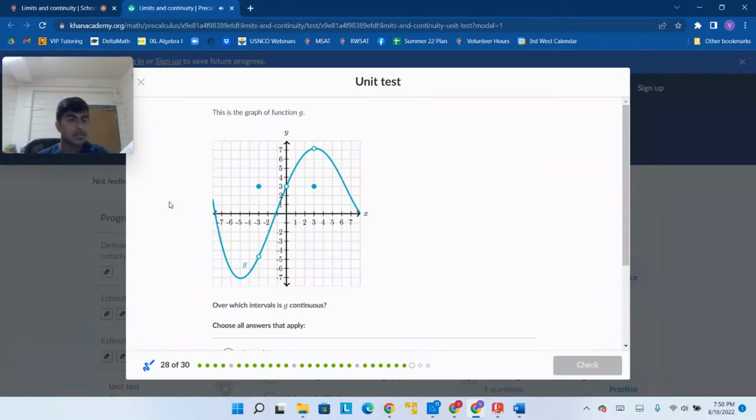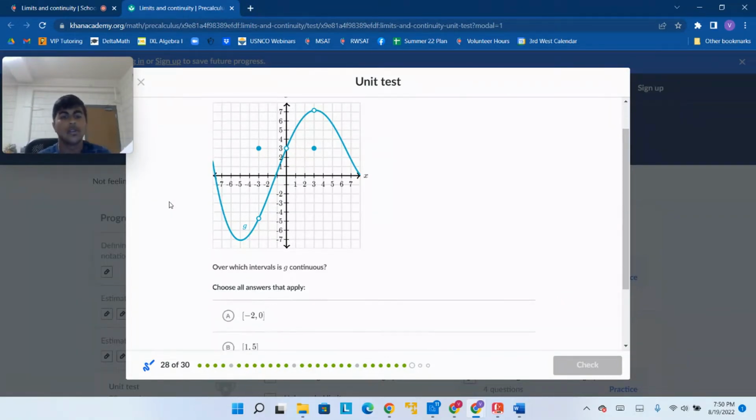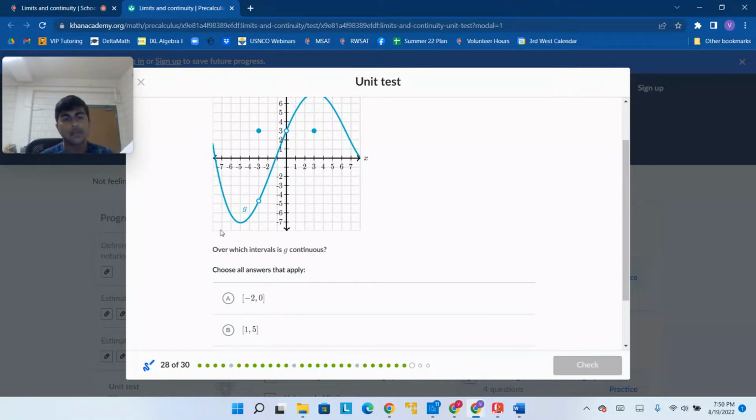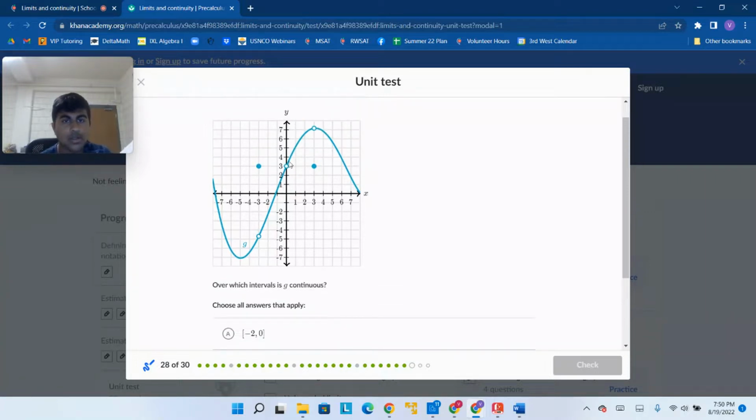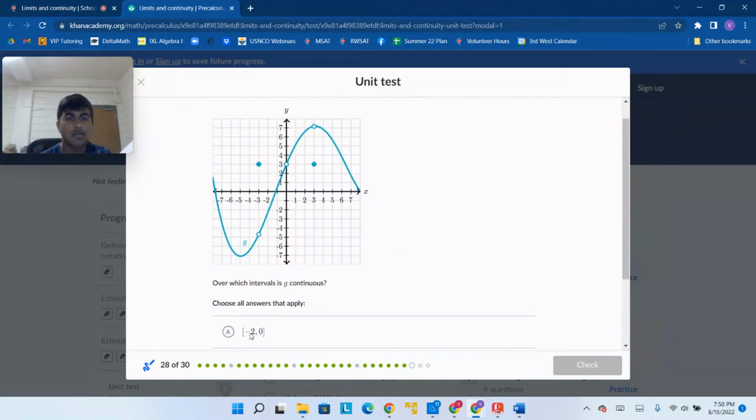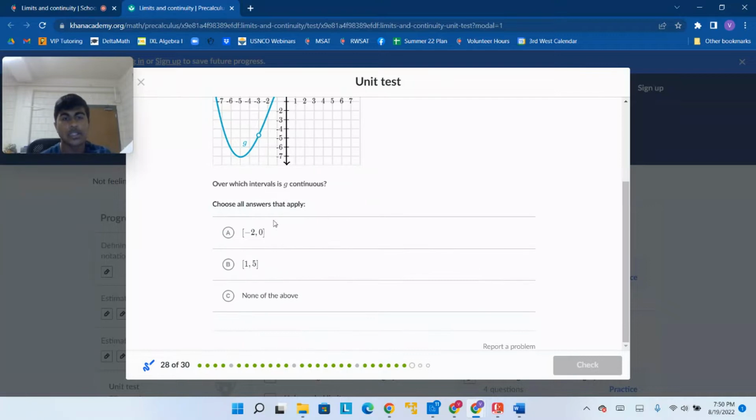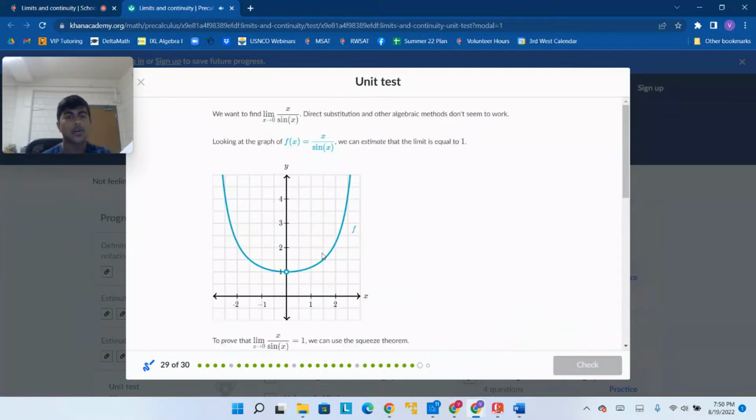This is the graph of the function g. On which intervals is g continuous? Okay, so from -2 to 0. Well, this is not defined at 0, so that's not continuous. From 1 to 5, you have this issue right here where it's not continuous. So neither of those is continuous, so none of the above is our answer. And we can move on.